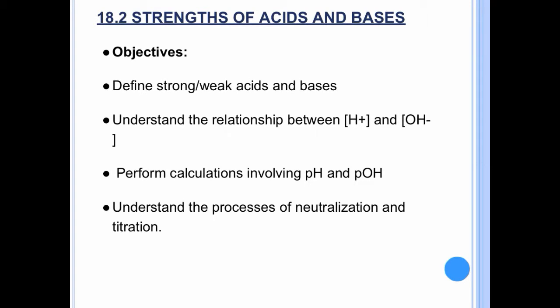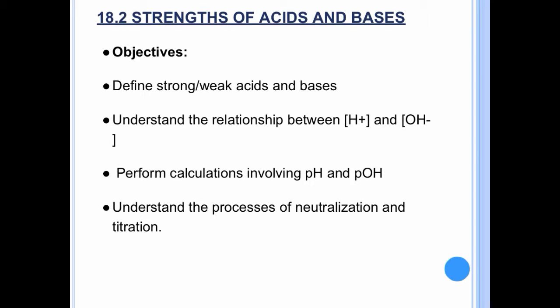Okay, in this part of the video on acids and bases, we're going to talk about strong versus weak acids, what that means in terms of how we define them in chemistry, and then talk about the relationship between the concentration of hydrogen and the concentration of hydroxide ions mathematically.